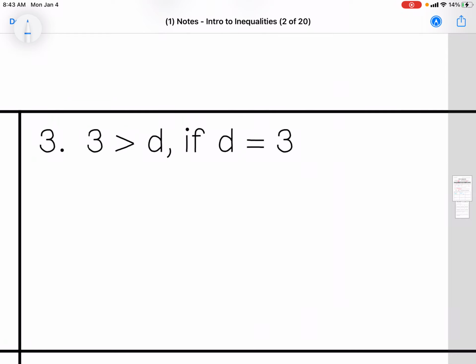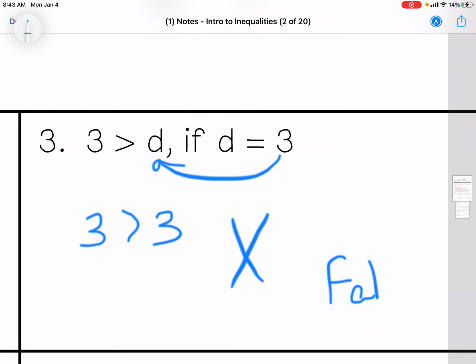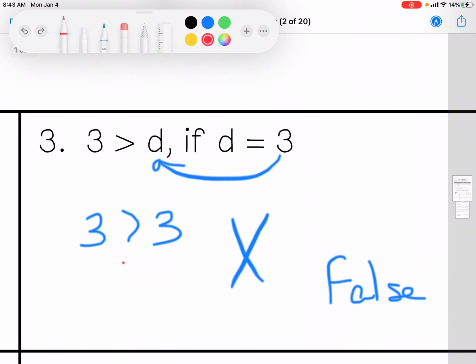All right, the next one, D equals 3. So you're gonna put that where D is. Is 3 greater than 3? No. So we put that as false. It's equal to, but it doesn't have that equal sign at the bottom, okay? So it is not greater than. All right, moving on.